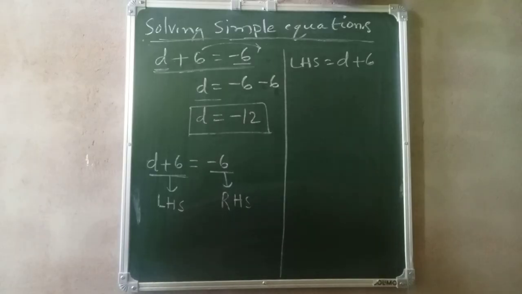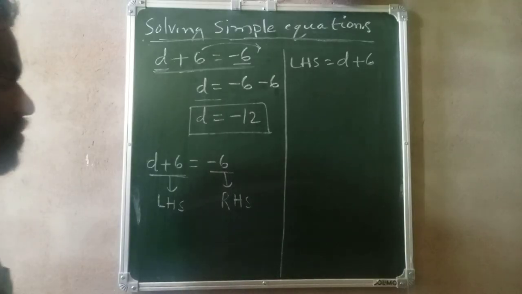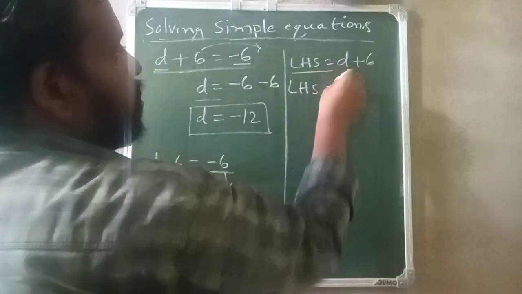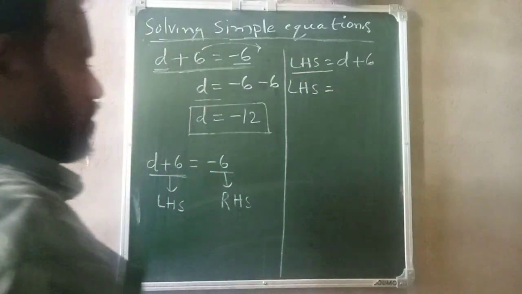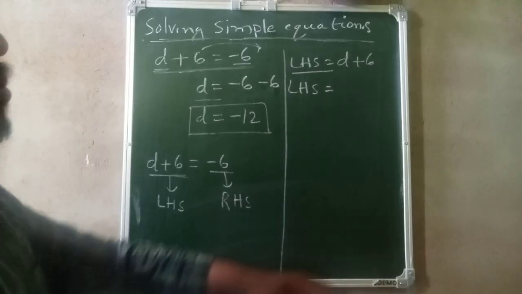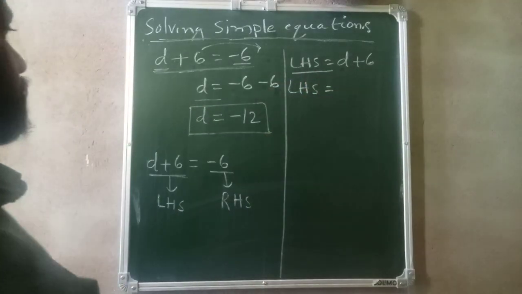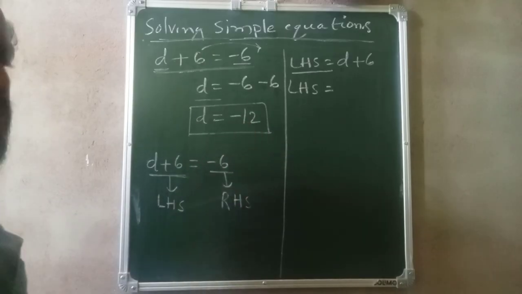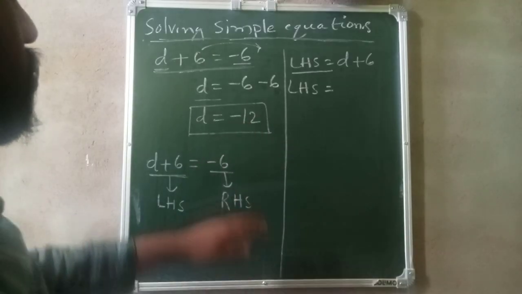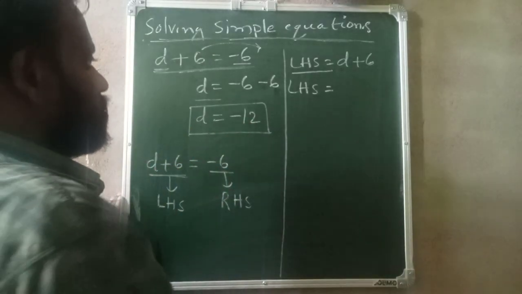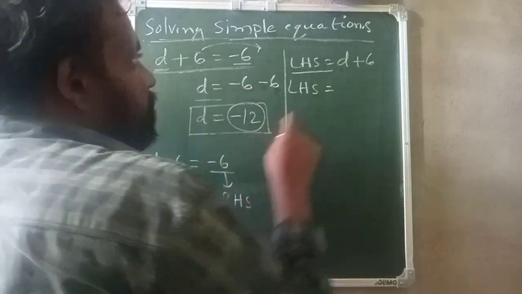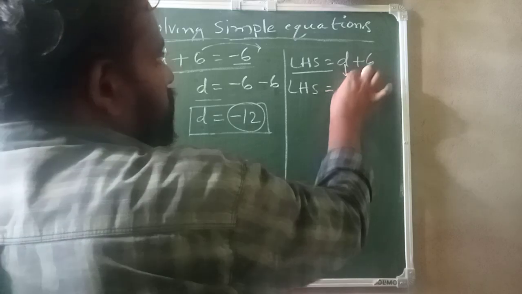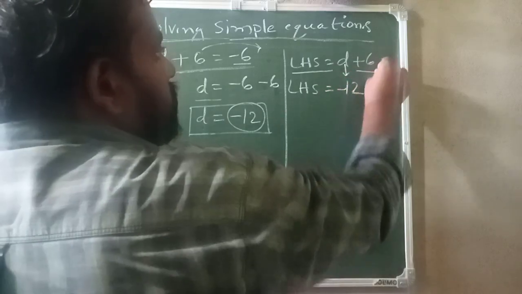In the next step, write this LHS is equal to, now we have to substitute the value for d. So d is equal to minus 12. So value of d is minus 12. In place of this d, I am going to substitute this minus 12, plus 6 as it is.